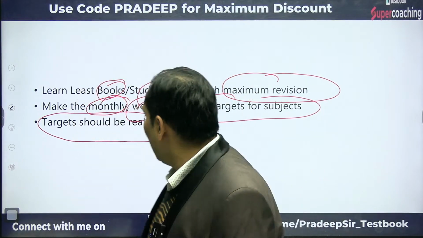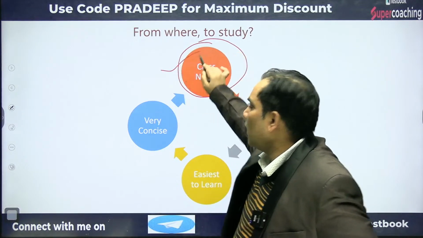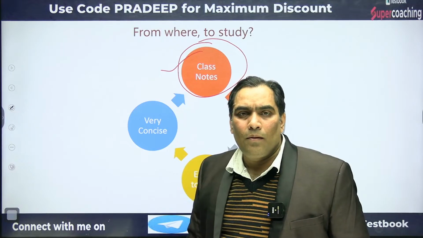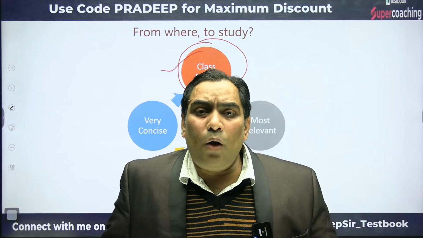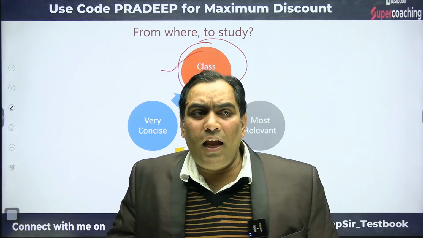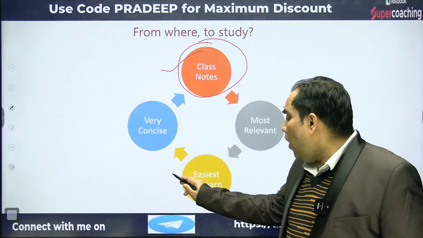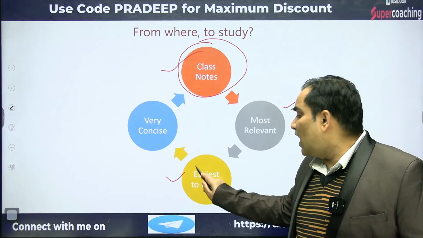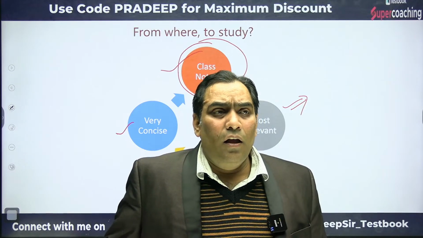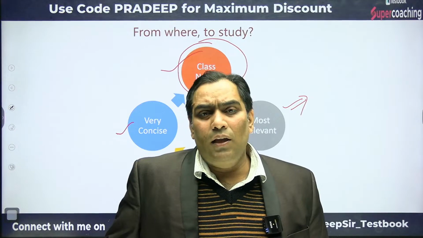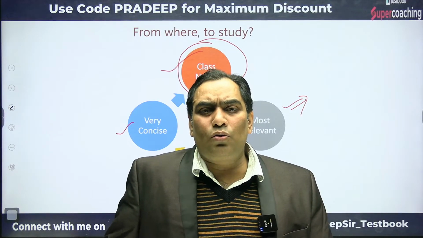Now we are going to proceed further, and when we talk about where to study, I will say that first of all it should be your class notes only. Your own notes or class notes. Just go through the class notes and make a synopsis of your class notes. Why your class notes? Because they are most relevant. You have gone through those notes repeatedly, so they are easiest to learn, and they are very concise as well. So the primary source should be your class notes.